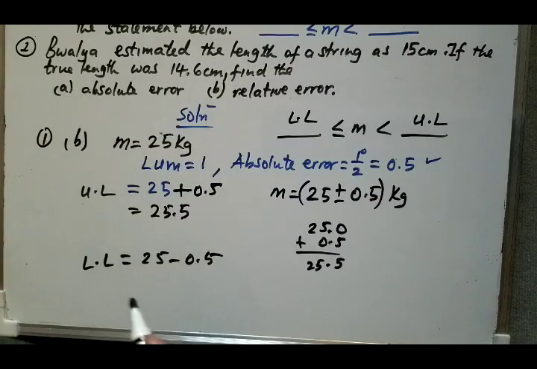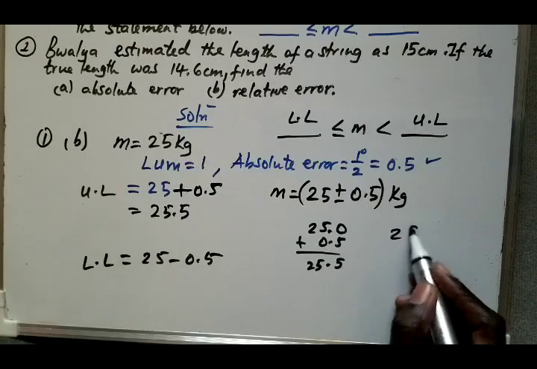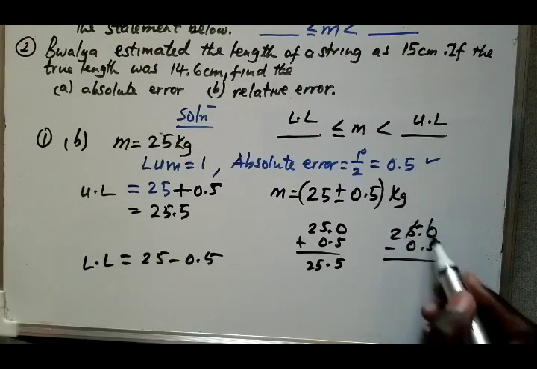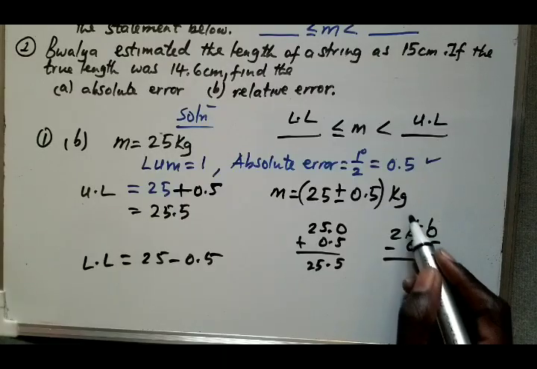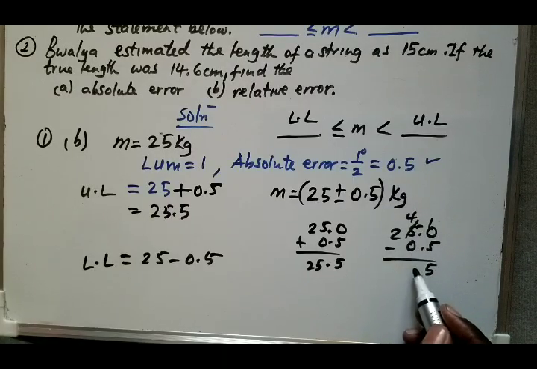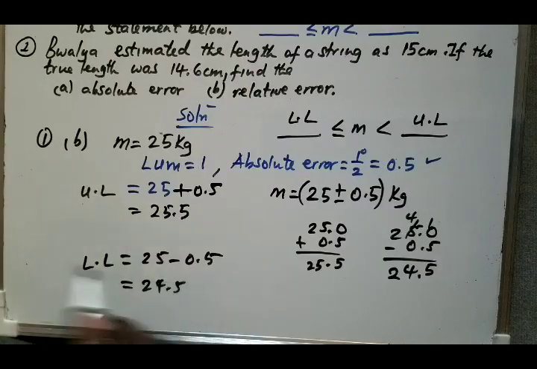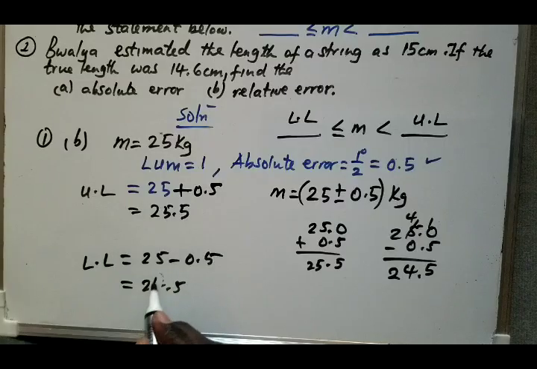Then the next thing that you are going to do is simply for you to get what we are calling the lower limit. So it will be 25.0 minus 0.5. So you can get 10 minus 5 will give you 5. I'll remain with 4 minus 0. I'm going to have a 4 point, and that is going to give me a 2 there. So this is what you are going to have there. So you can see I've actually gotten 24.5 as simply being the lower limit that you're going to have.